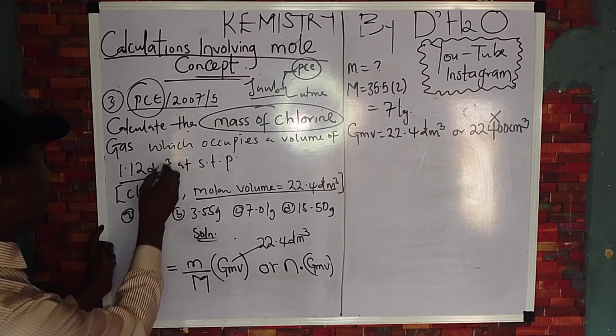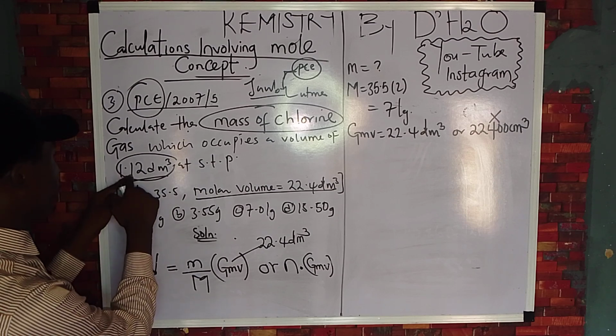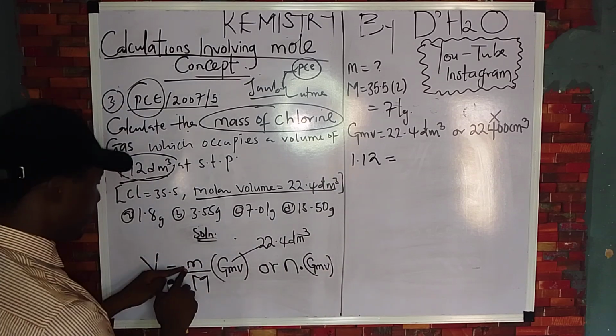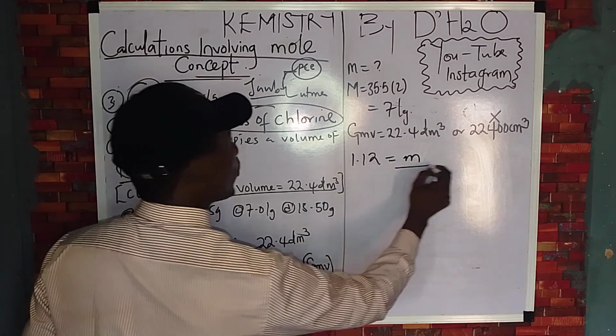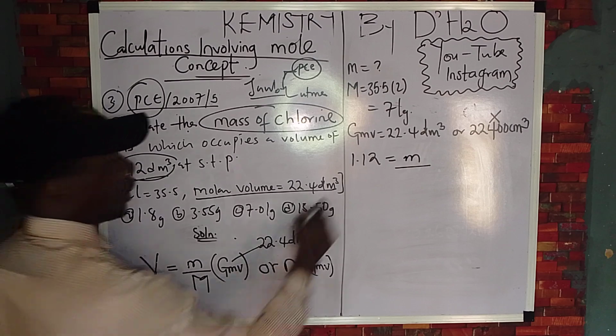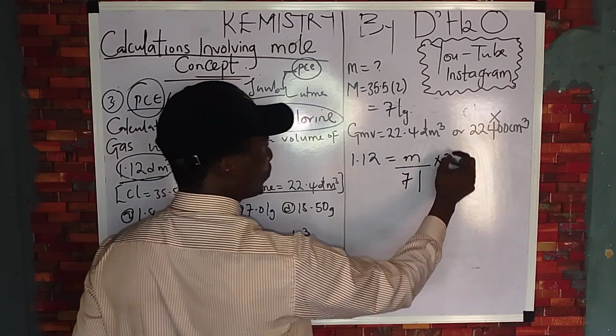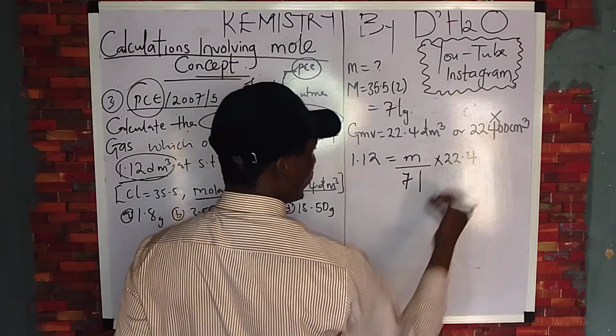So let's put our volume. Our volume in the question is 1.12. So you put 1.12 equals the mass we are looking for over the molar mass. What's the molar mass? 71, times your gas molar volume, 22.4. So what do we do?